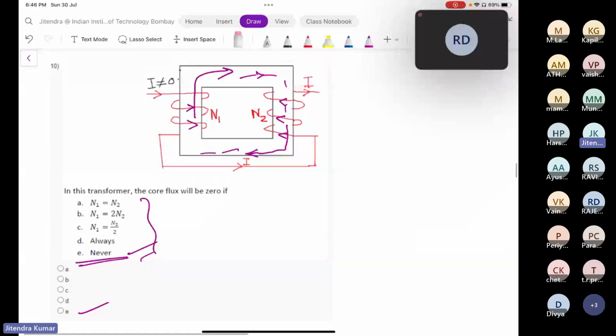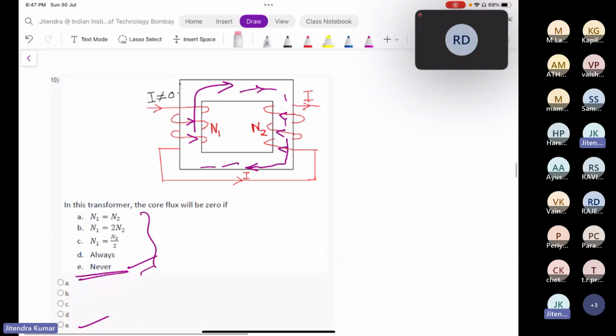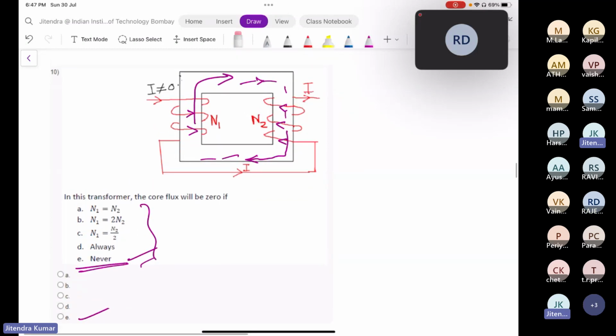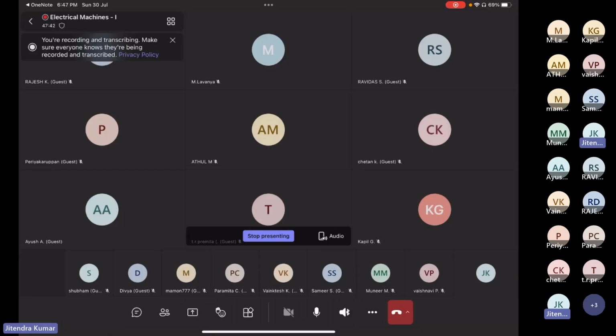Did you get the 10th question, Rajesh? This question will be understood, sir. Okay, so here the condition was that we have to maintain the core flux at 0, right? Yes, sir. And if you see the direction of flux because of the primary winding, from the primary winding you can see the direction of flux. Just give me a minute.